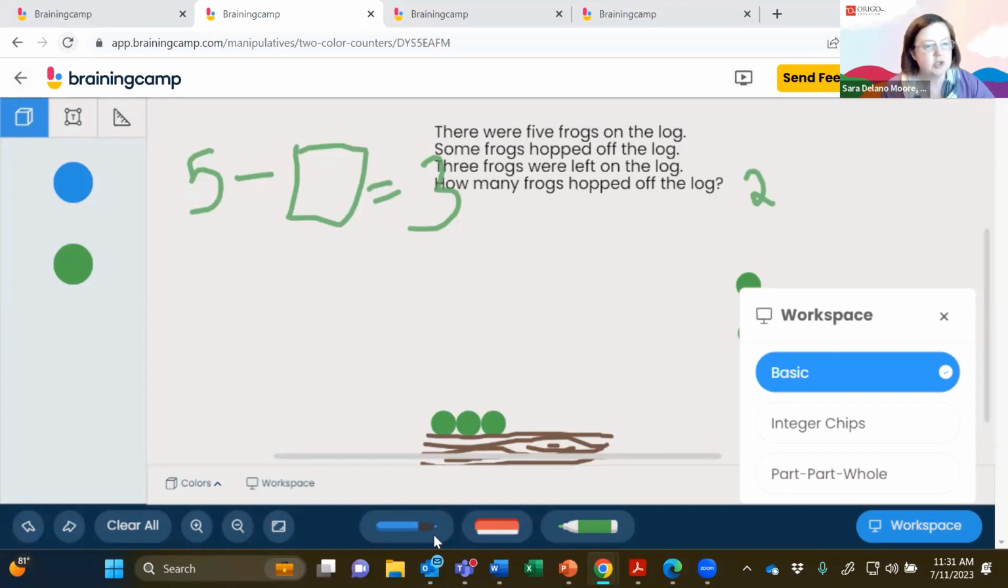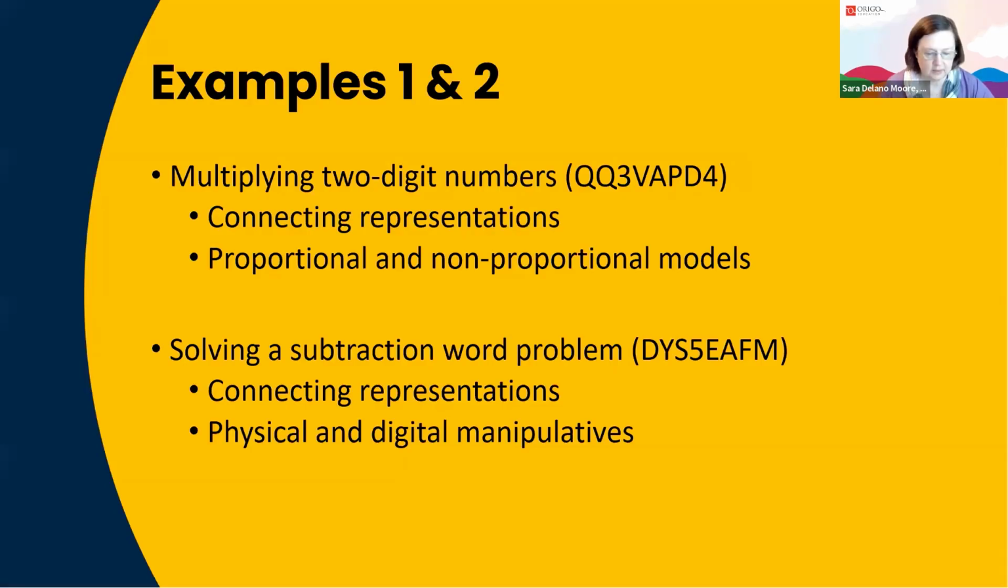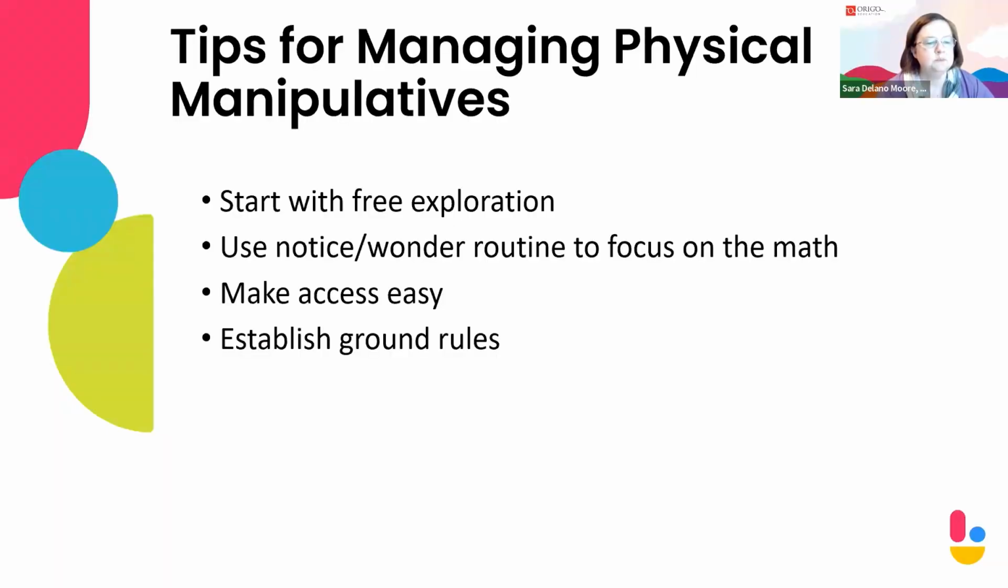Let me jump back to PowerPoint for just a moment. And let's talk about physical manipulatives and managing them. Because it's a lot of stuff. And so you've got to think about what does that mean in your classroom?